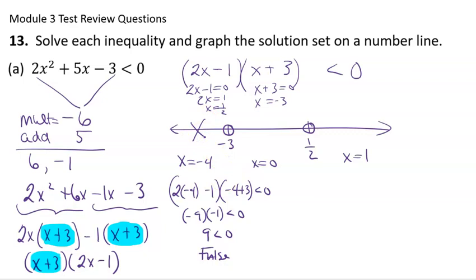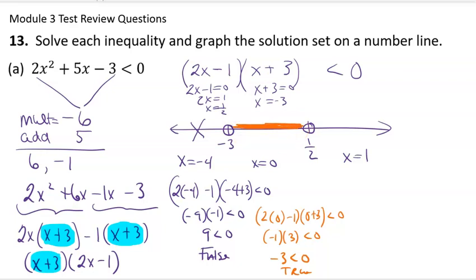Let's check 0. I'm going to change colors on you to check 0, just so you can see all the work easily. So I'm checking 2 times 0 minus 1, and then 0 plus 3. And really, this could be done in your head as long as you're getting them right. Now you're checking to see, is that less than 0, just like the problem says. This is -3 is less than 0. Is that true? Sure it is. If it's true, let's shade that interval in. That is part of my answer. Everything in that interval will make my statement true.